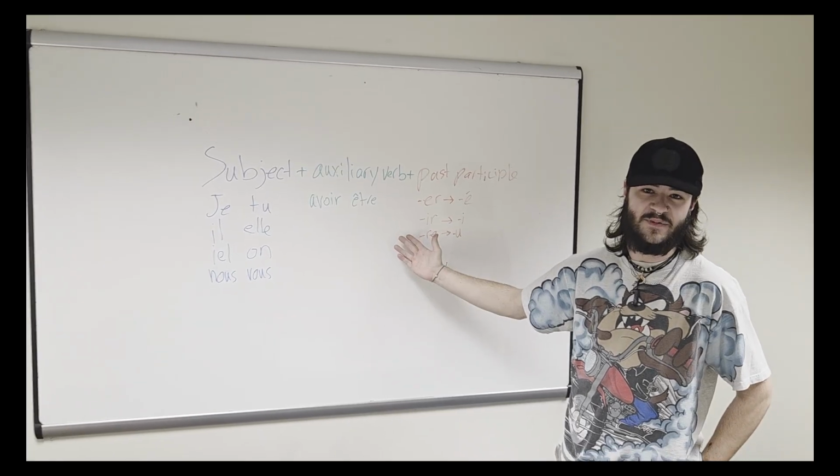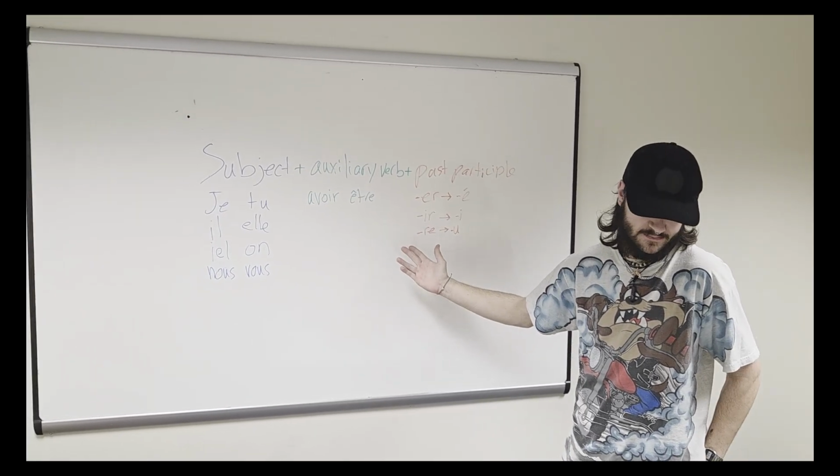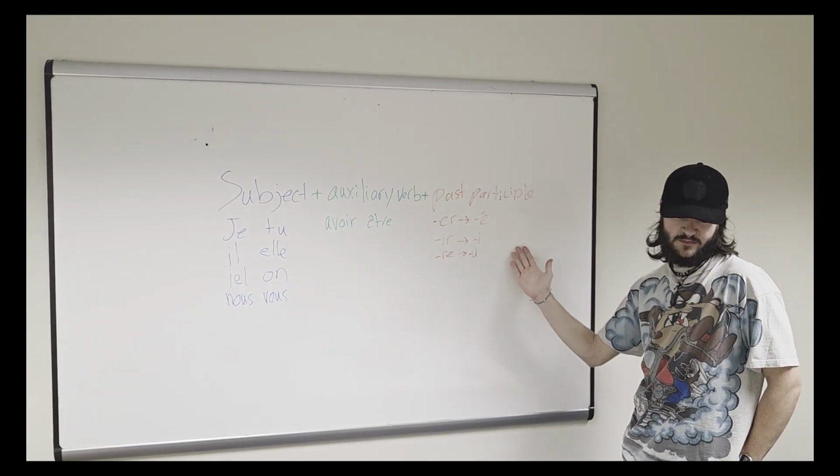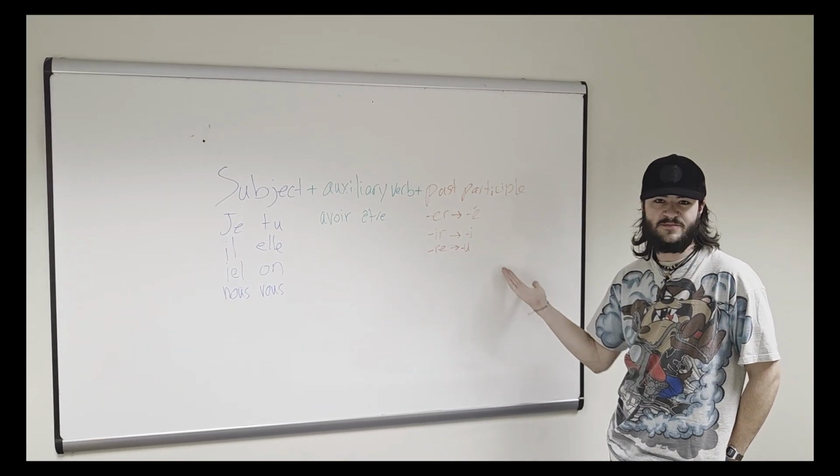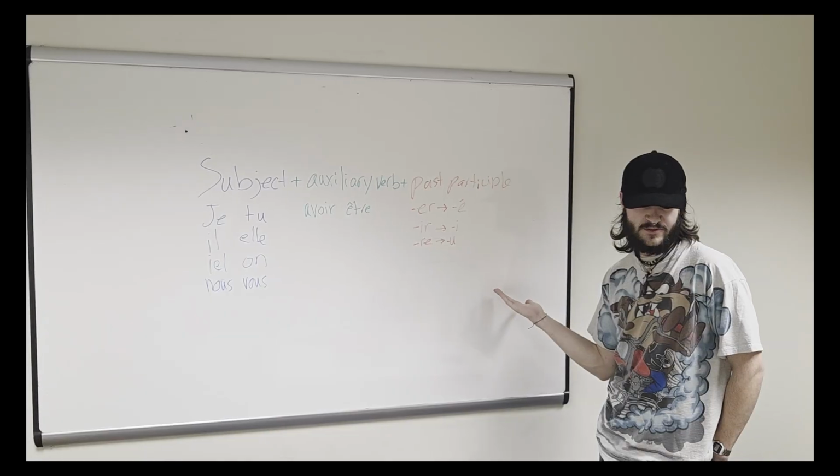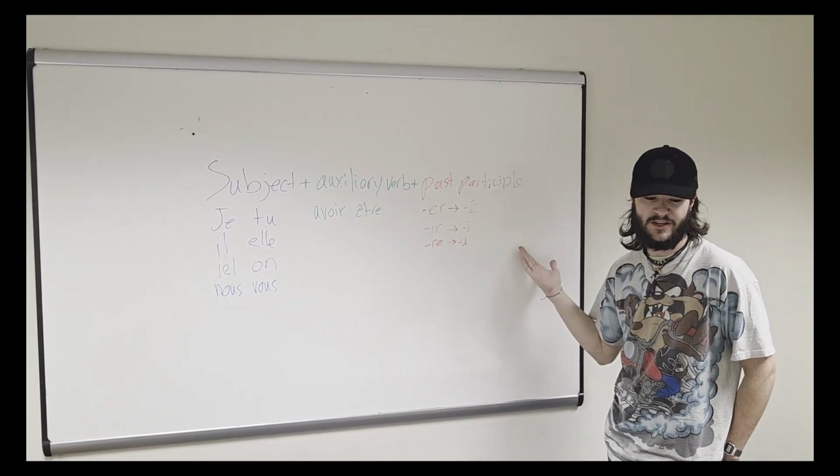What is the auxiliary verb, you may ask? Stay tuned and you will find out. And the third part you need to know to make the passé composé is the past participle. This is a special conjugation of whatever kind of verb you want to use, and also keep that one in the back of your mind and we'll get back to it.